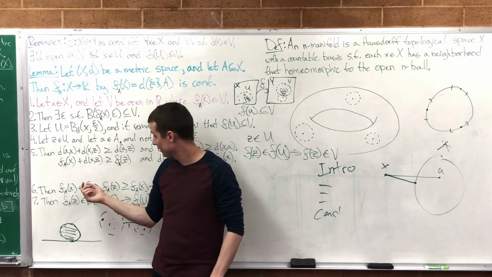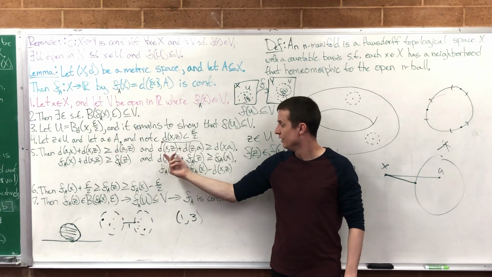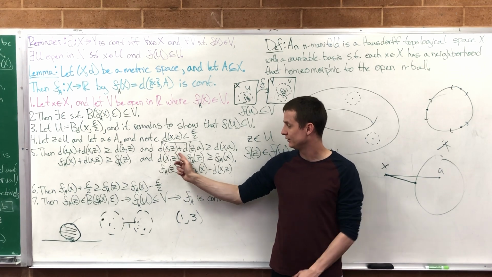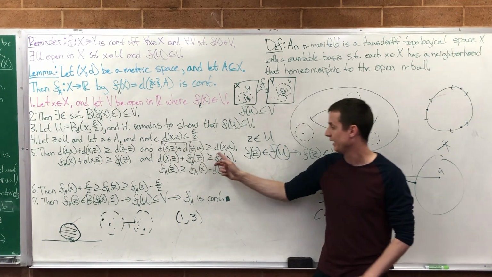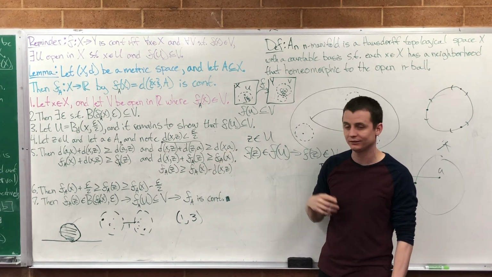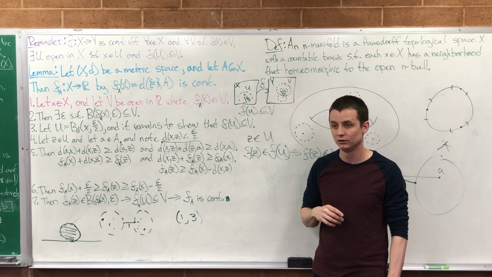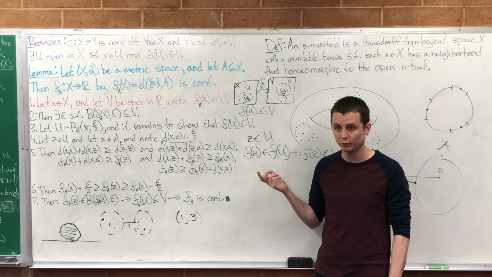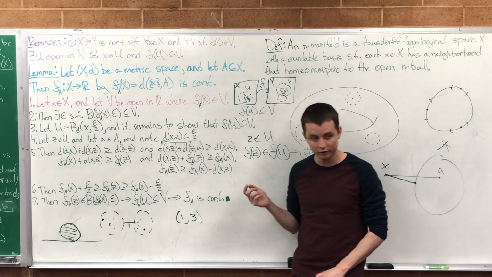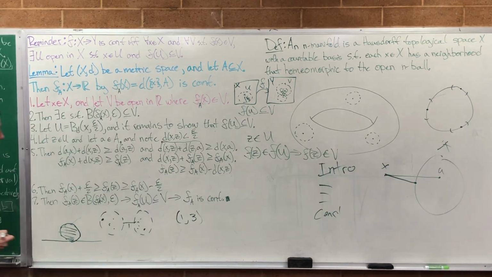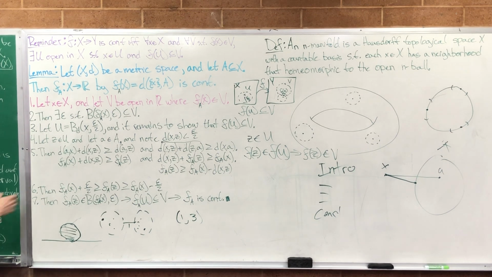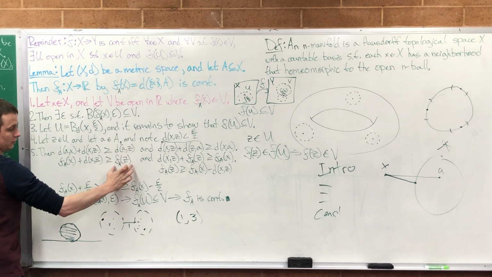Similarly, over here, the distance from x to z plus the distance from z to a has to be greater than or equal to the distance from x to a. You follow me there? Just the triangle inequality again. Good? Okay, so now notice what we're doing as we go from here to here.